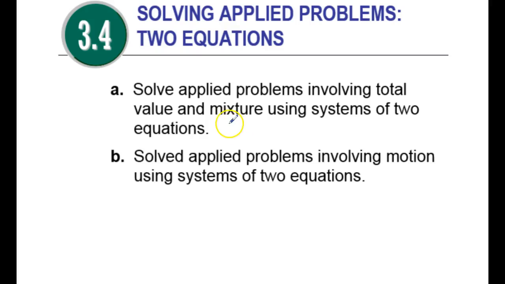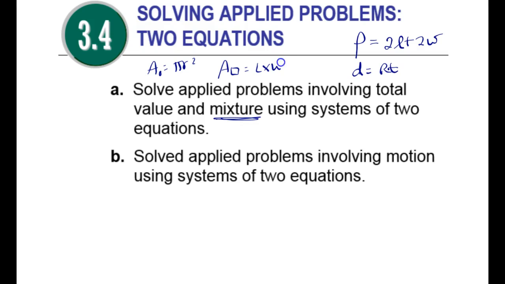3.4. Mixture problems. Distance equals rate times time is one of the formulas we're going to need to know. Sometimes we need to know that the perimeter is twice the length plus twice the width. So there are some formulas. Area of a circle is pi r squared. Area of a rectangle is length times width. So we'll need to know some formulas to be successful in this.